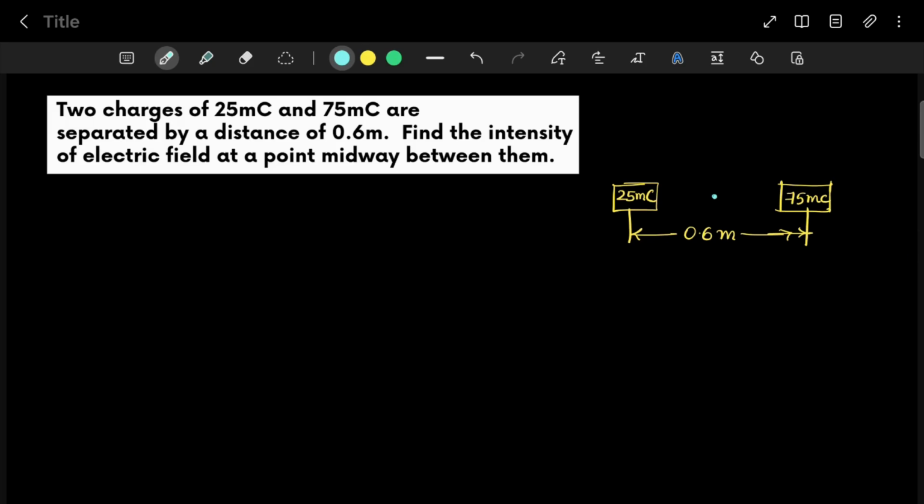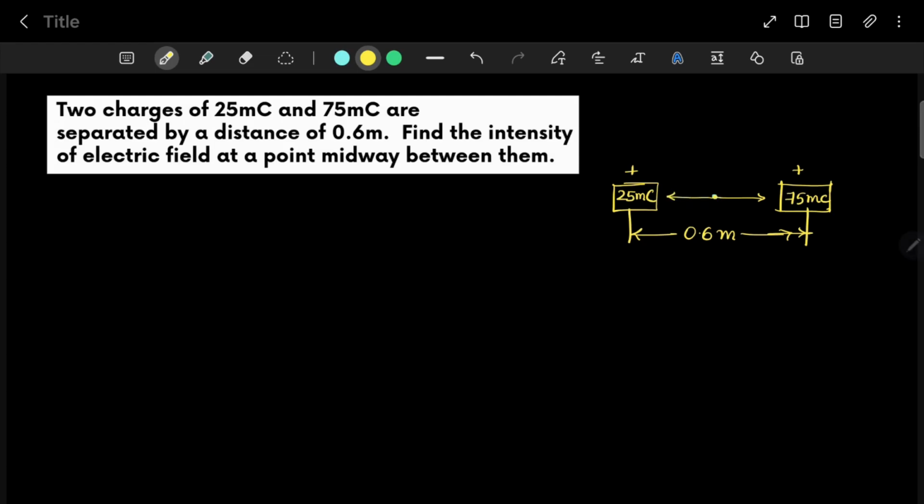Here, if you observe carefully, first let us try to see the preliminary observation. This is a positive charge, this is also a positive charge, 25 and 75, plus. They didn't mention anywhere minus about it. A positive charge will apply electric field away from the charge. From this 25 millicoulomb, the field will be acting away from the charge, and from 75 millicoulomb also, it will be acting away from the charge.